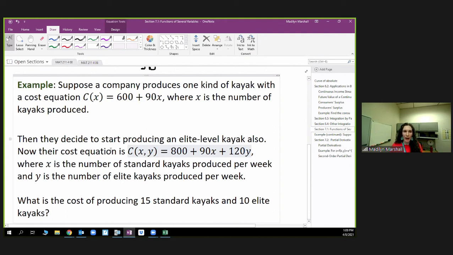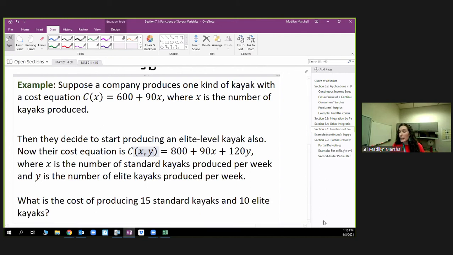So when we talk about functions in multiple variables, this is the kind of thing that we're working with when there's more than one thing changing. It's probably pretty uncommon that a company is just making exactly one thing only, which is what we've been talking about this whole time. So now we're expanding this to talk about they could be making more than one thing. If they decided to make one more kind of kayak, we would just add one more variable in there. So we can have as many variables as we need to express the system that we're working with.